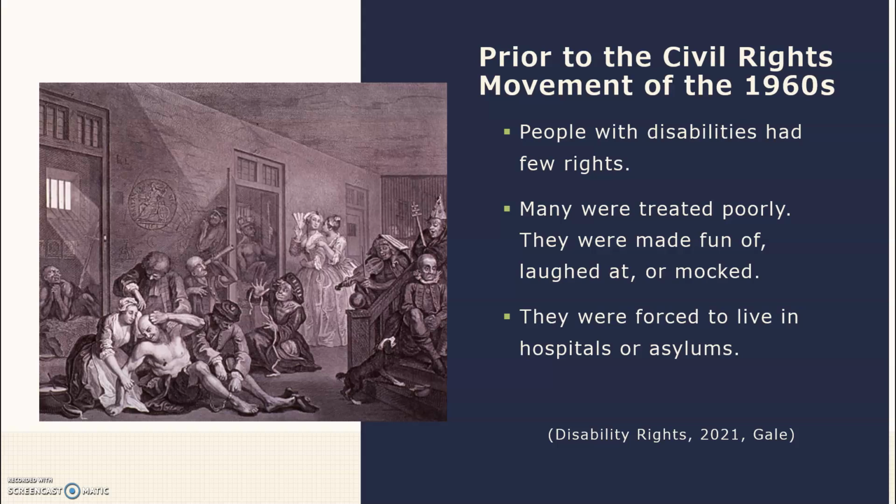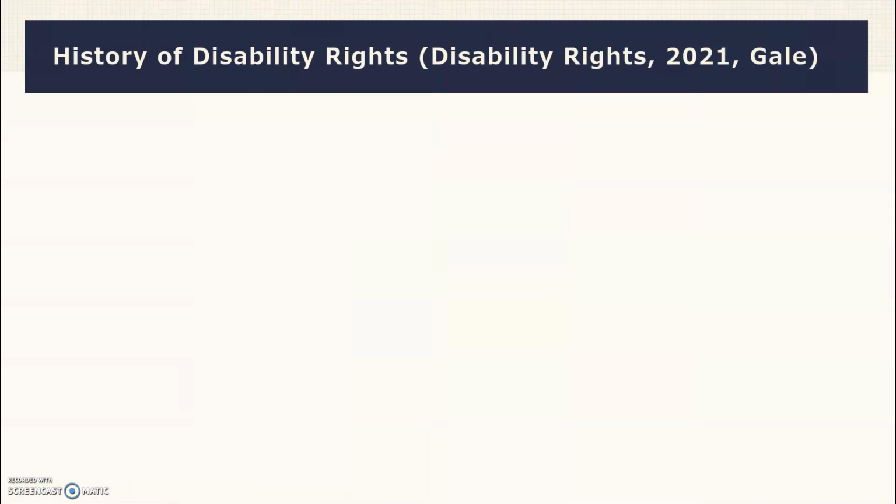Prior to the civil rights movement of the 1960s, people with disabilities had few rights. Many were treated poorly, they were made fun of, laughed at, or mocked. They were forced to live in hospitals or asylums. The image on this slide is a painting from 1735 by William Hogarth. This painting belonged to a series called A Rake's Progress. The title of this painting is The Madhouse, and it represents a mental asylum. Although the image is upsetting, asylums and institutions for people with mental and physical disabilities were common, and the conditions were very poor. Here, we're going to look at the history of disability rights.